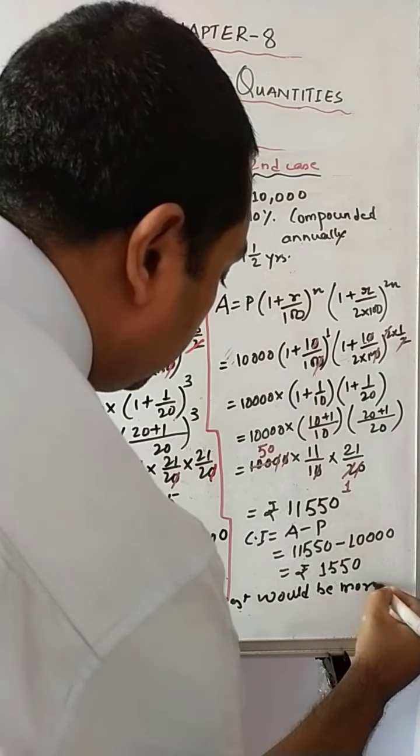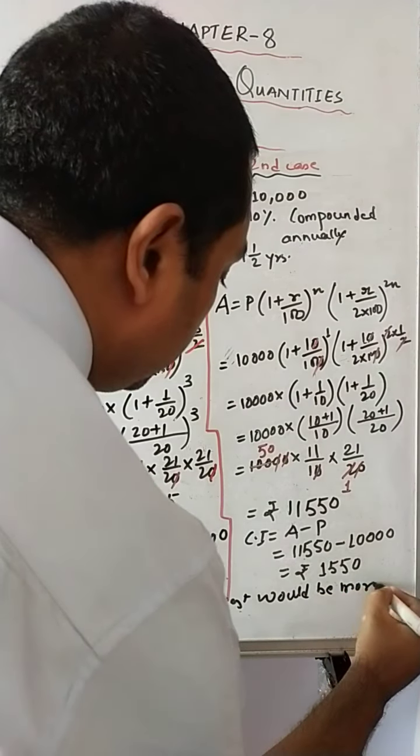when compounded half yearly. Okay, always remember this. Compounded half yearly will always be greater than compounded annually. Okay, in most of the cases it is more. Fine. So this is the solution of question number 8, students.